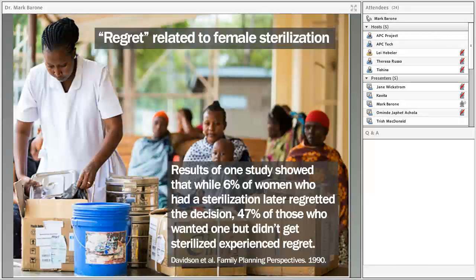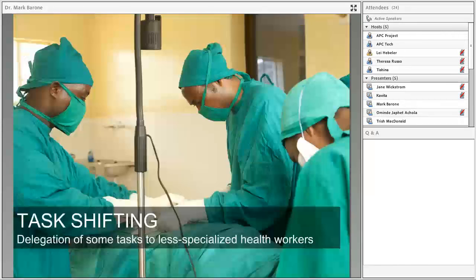Not many studies have explored this issue of unfulfilled plans, but here are some data which I know are quite old, but in any case, in one study, among nearly 2,000 low-income women in the U.S., results showed that while 6% of women who had a sterilization later regretted it, an astonishing 47% of those who wanted one but didn't get one experienced regret. Access to female sterilization is clearly an issue in resource-limited settings, and one way to increase access is to expand the types of providers that are allowed to conduct the procedures.